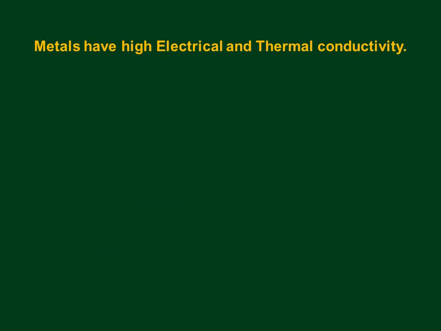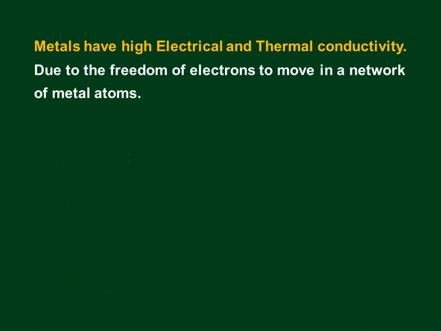Why do metals have high electrical and thermal conductivity? Because the free electrons can move in the network of metal atoms. These free electrons, delocalized electrons, are not fixed. They move through the crystal. As they can move through the crystal, they are responsible for the electrical and thermal conductivity. So metals have high electrical and thermal conductivity due to the freedom of electrons to move in a network of metal atoms.